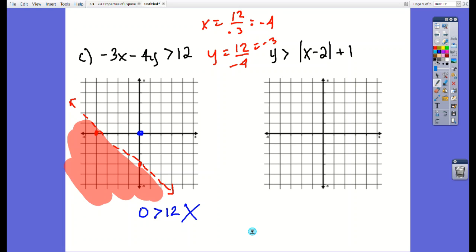Okay. All right, now somebody tell us the vertex point, just the vertex point, Alejandro, of the absolute value. It is 2, 1. Wow, you guys got kind of angry about that. So we're going to go up 1. The number on the outside tells us to go up 1. The number on the inside, opposite what we think, is going to be right 2.